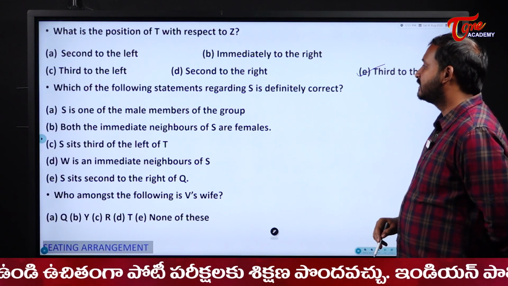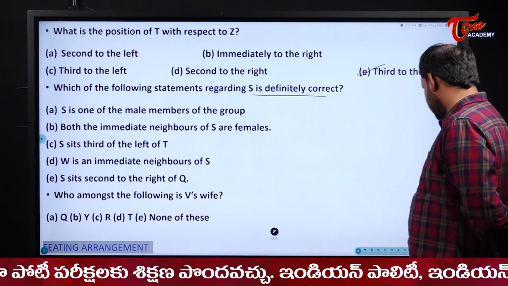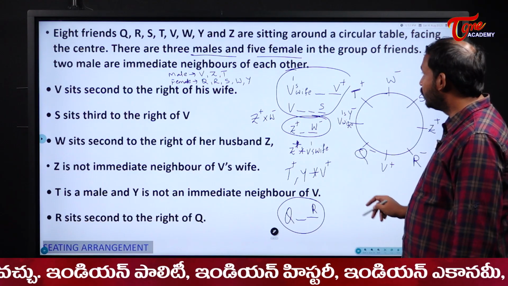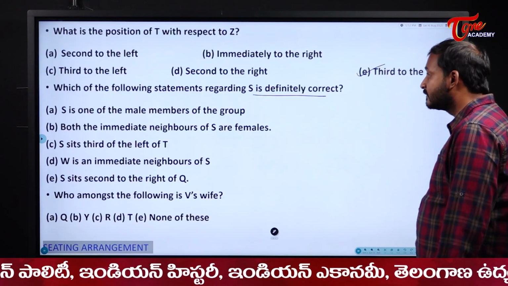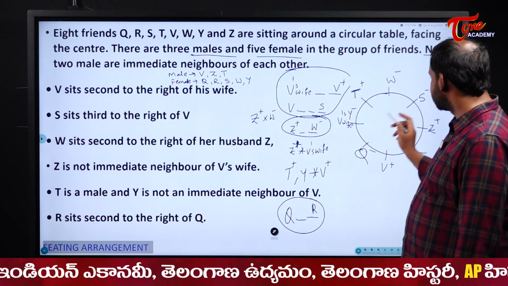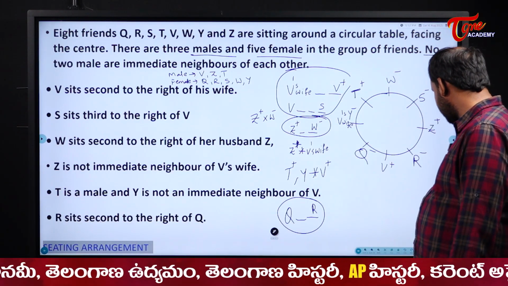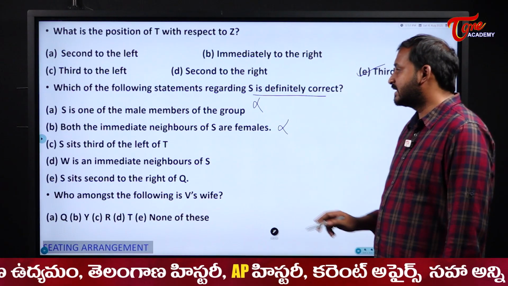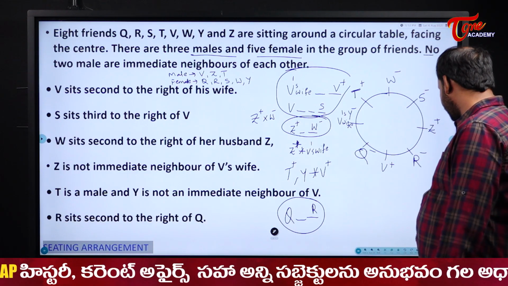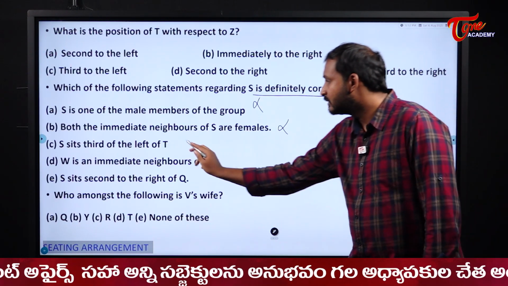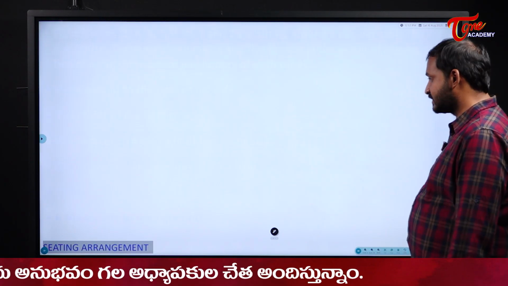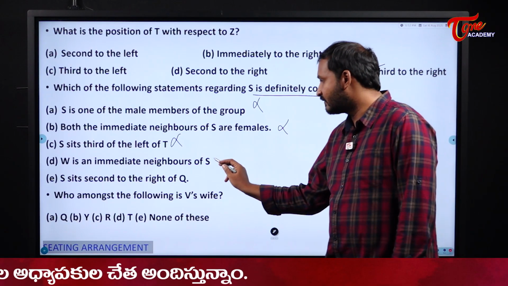Which of the following statements regarding S is definitely correct? S is one of the male persons of the group. Is S a male person? No, S is not a male person. S is a female person. Both the immediate neighbors of S are females? No, one is male. Z is a male person, right? That is also wrong. S sits third to the left of T? No, second to the left of T. That is also wrong. W is an immediate neighbor of S. That is the correct one.